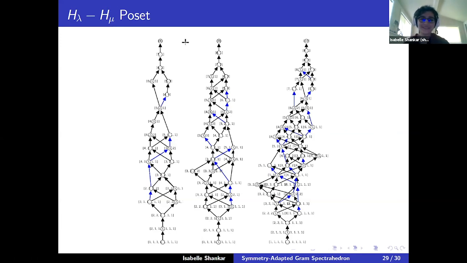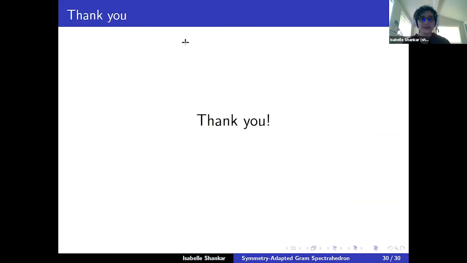But yeah, that was a nice application, I think, of the sums of squares for symmetric polynomials machinery. And I will end there. Apologies for running a little late, but thank you.